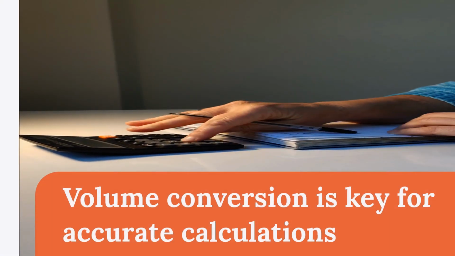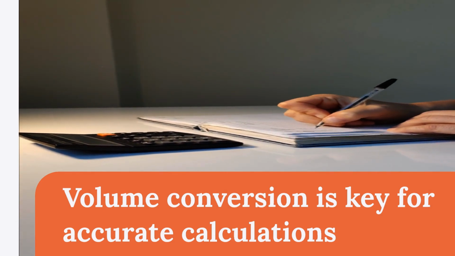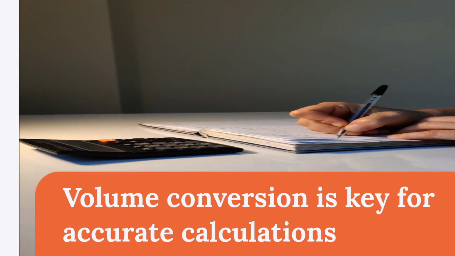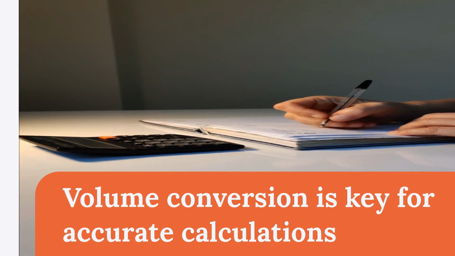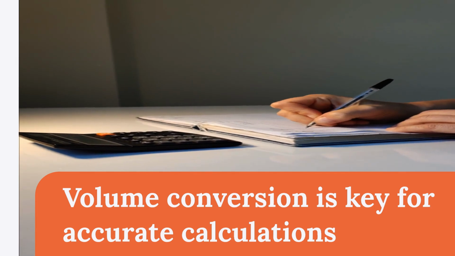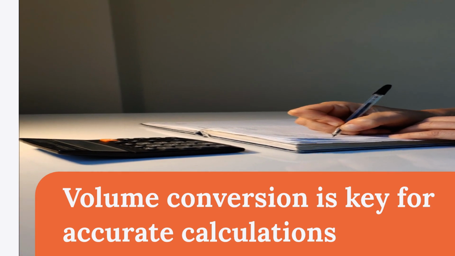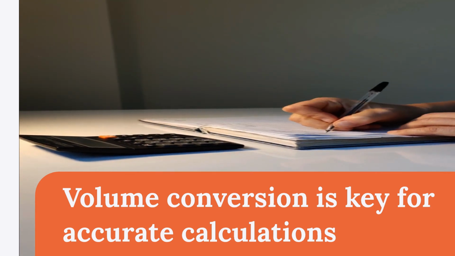Always convert volumes into cubic decimeters before calculating. 1 cubic decimeter equals 1,000 cubic centimeters. Volume in cubic decimeters equals volume in cubic centimeters divided by 1,000. For example, 250 cubic centimeters is 0.25 cubic decimeters. Accurate volume conversion is crucial for precise calculations.